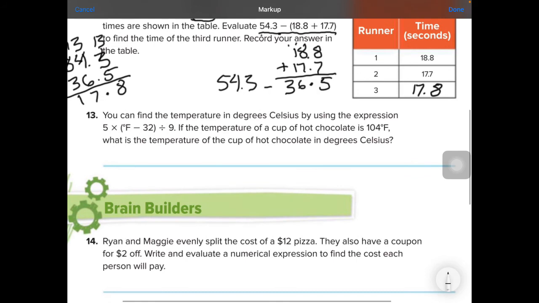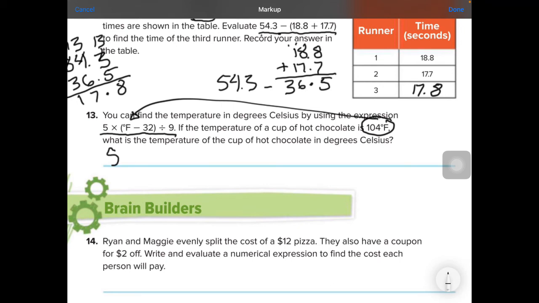Okay, number 13. You can find the temperature in degrees Celsius by using the expression 5 times Fahrenheit minus 32 divided by 9. If the temperature of a cup of hot chocolate is 104 degrees Fahrenheit, what is the temperature of the cup of hot chocolate in degrees Celsius? Okay, so it's really confusing. They pretty much just want you to plug this number in right there where it says F. So we're going to plug that number in.